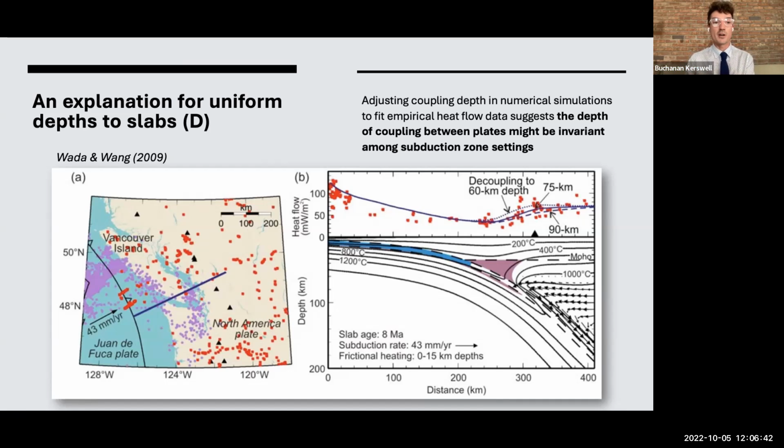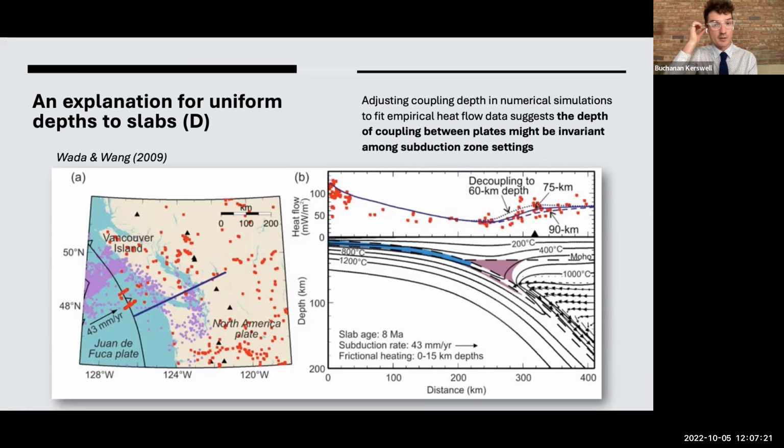Well, Watt and Wong set up some numerical simulations of subduction, and they implement a coupling depth, which basically controls the point along the slab mantle interface where the oceanic plate and the upper plate viscously couple and start to drive mantle wedge circulation. They took a look at the empirical heat flow data, and they adjusted the coupling depth in the numerical simulations up and down to the point where the calculated surface heat flow matched or fit the empirical data.